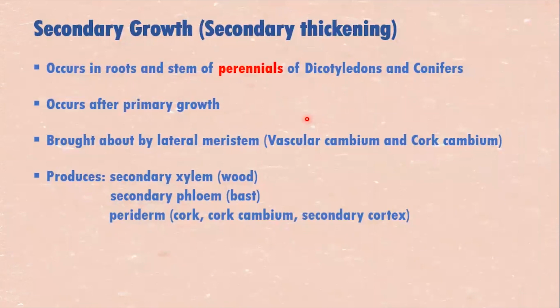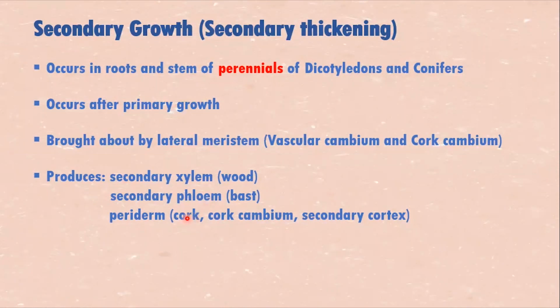Secondary growth, as we have said, is also called secondary thickening, and it goes on only in the perennials of dicots and also in conifers. Now, it occurs in areas of the plant where primary growth has ceased and is brought about by lateral meristems, as we have said, vascular cambium and cork cambium. Cork cambium is also known as phellogen. Then secondary growth produces the secondary xylem, wood, secondary phloem, bast, and then periderm.